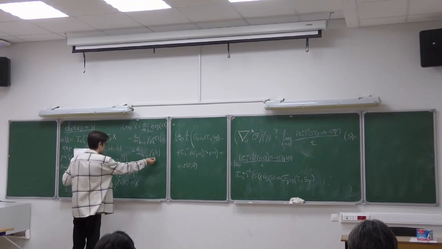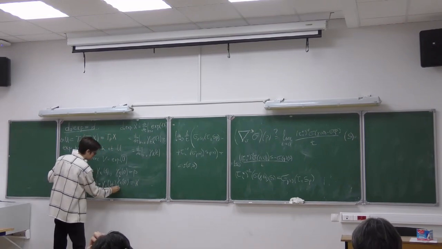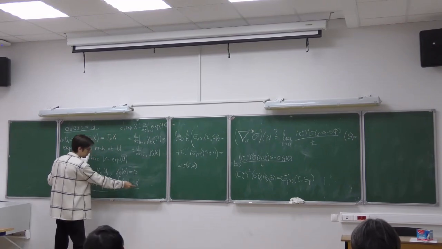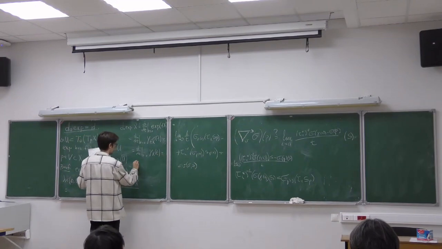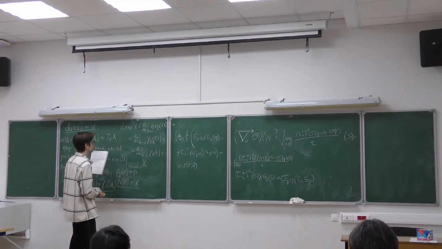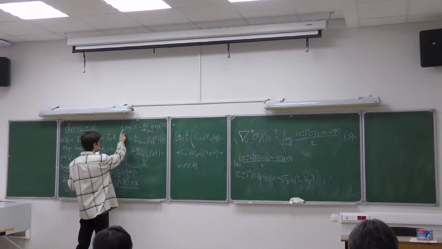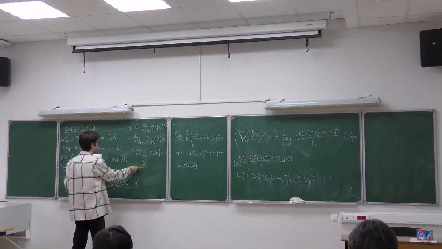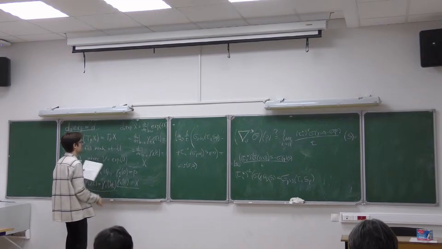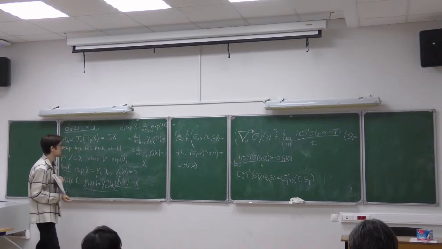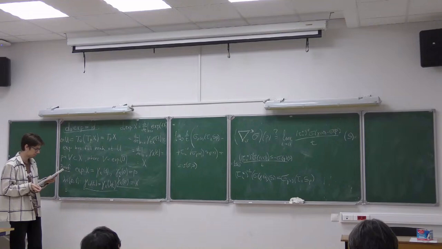Actually, just by the definition of gamma, it should be x. So we prove that on x, it just gives us x. So it's ID. Okay, fair enough.